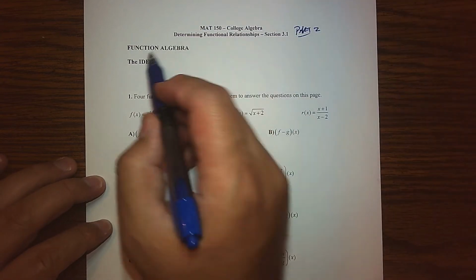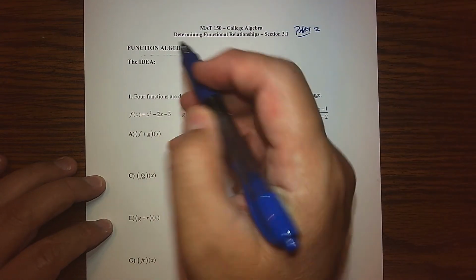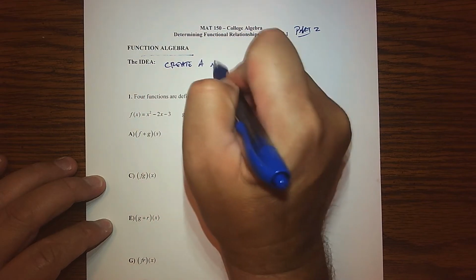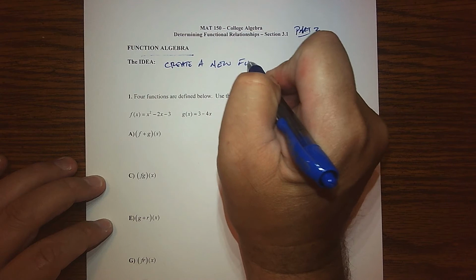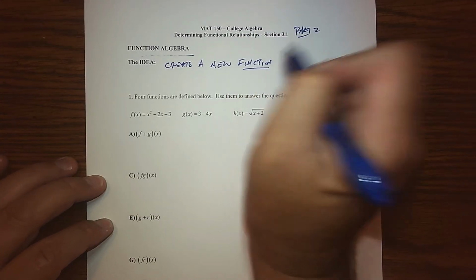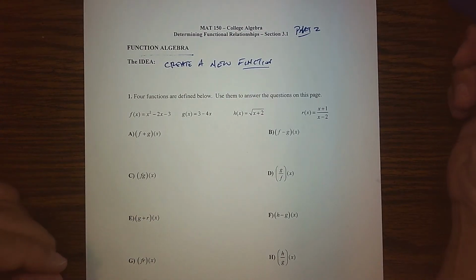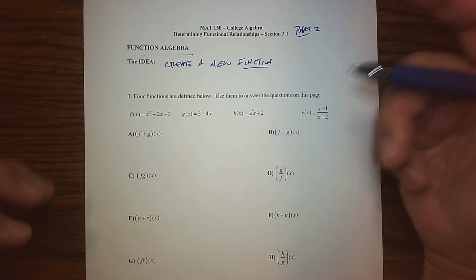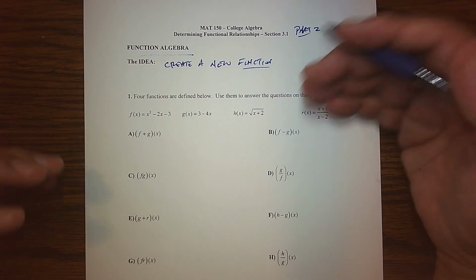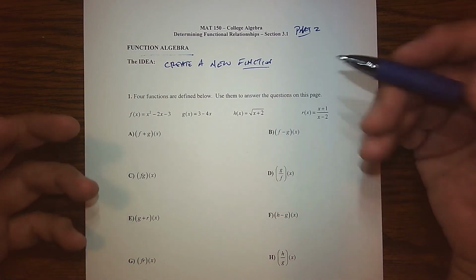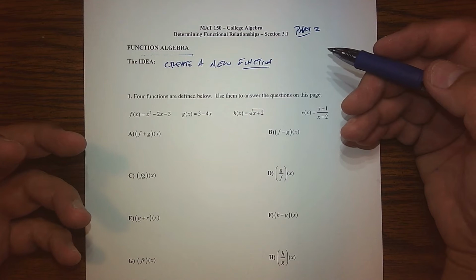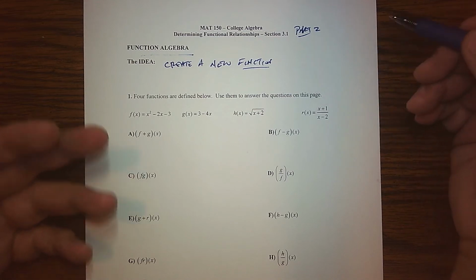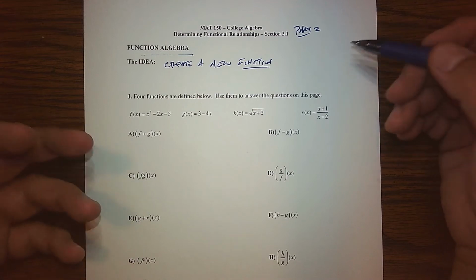This first idea I playfully call function algebra. Basically, the idea is we're going to create a new function. This would be along the lines of, how do I create a new number if I gave you two numbers? Let's say you have the numbers 5 and 3 in your hands. What are some ways that you can use 5 and 3 to create a new number? Well, you could add them, 5 plus 3 is 8. You could subtract them, 5 minus 3 is 2. You can multiply them, you can divide them, etc.